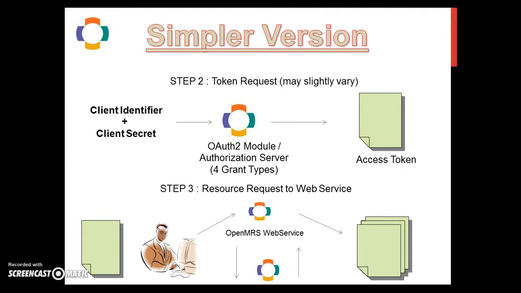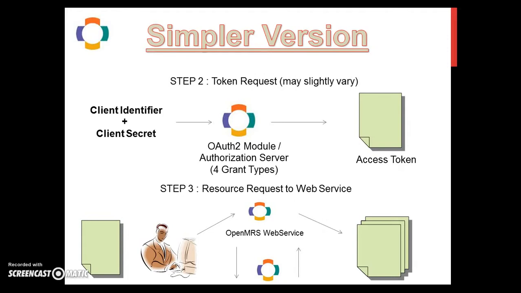In step 2, Bob's application will try to fetch a token from the OAuth2 module, which will be acting as the authorization server, and it will support all 4 grant types. Bob sends his client credentials to the OAuth2 module, which then processes them and verifies if they are correct. If they are correct, then based on the grant type that is chosen, it will return the access token to Bob.